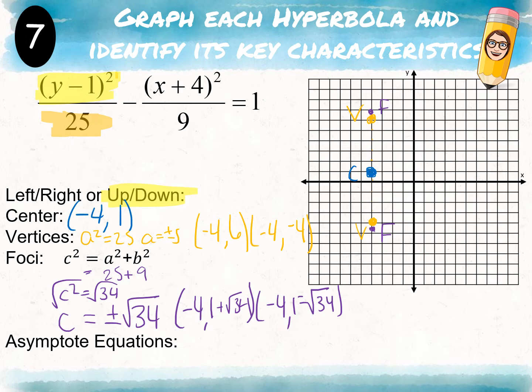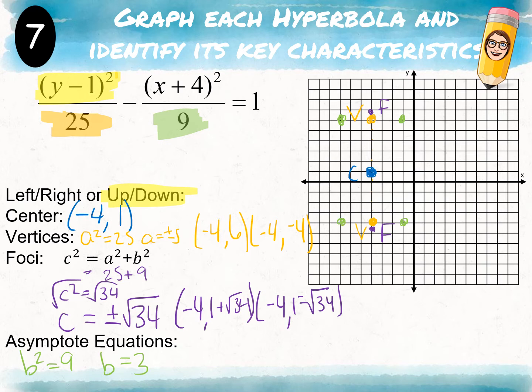All right, let's talk about our asymptote equations. This is where that 9 comes into play. B squared is 9. If b squared is 9, then my b value is 3. So from each vertex, I need to go left and right 3.